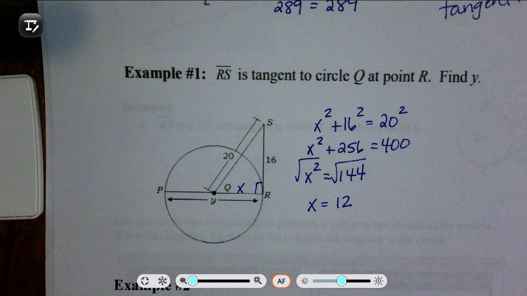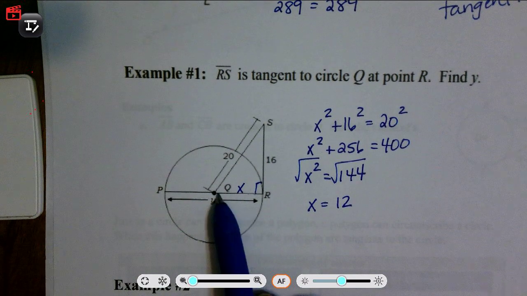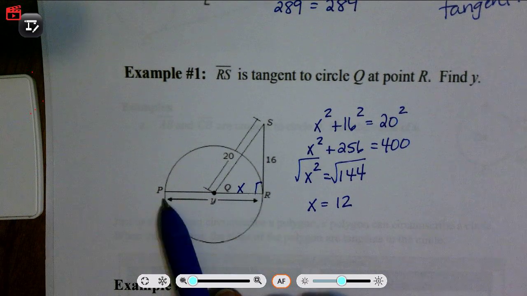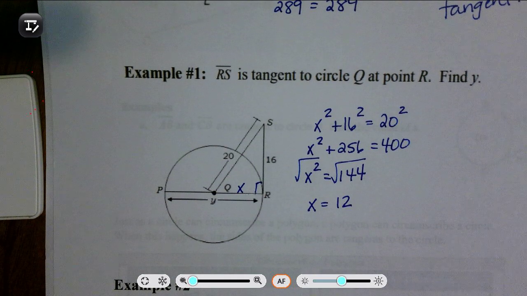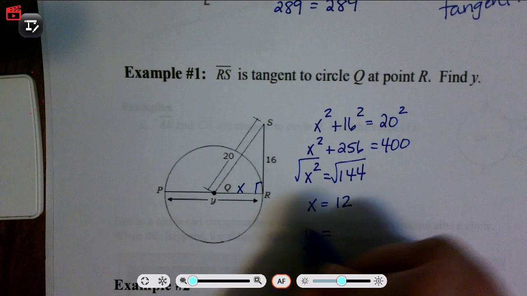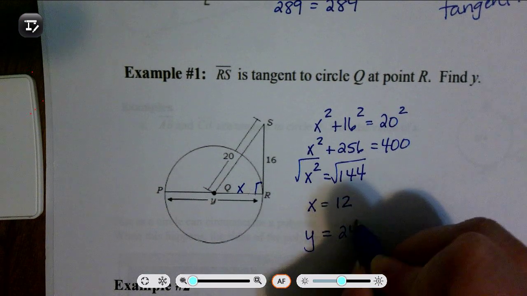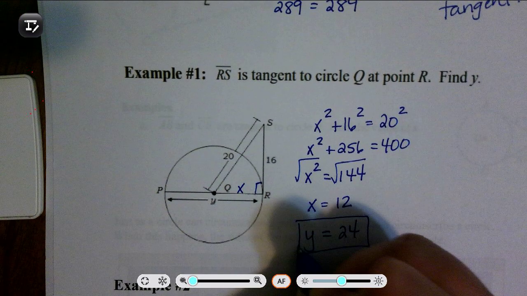Now keep in mind, this is not my final answer. The radius is 12. I need to figure out the diameter. We always need to make sure we see what we're being asked. And so therefore y is equal to 2 of the x's, so y has to equal 24.